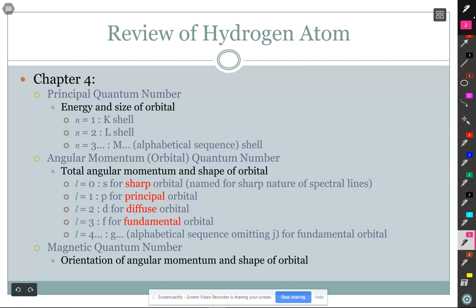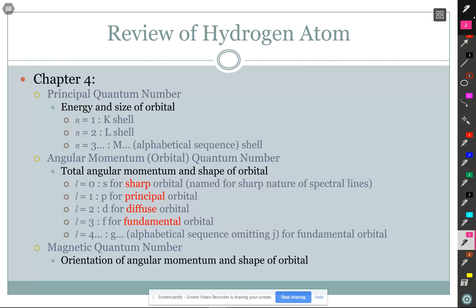So let's review what we have learned. Here I've put what the SPDF stands for so I don't forget it. And I put which one is omitted. I said H or I. It turns out it's J that's omitted. So, what we've learned about the hydrogen atom.